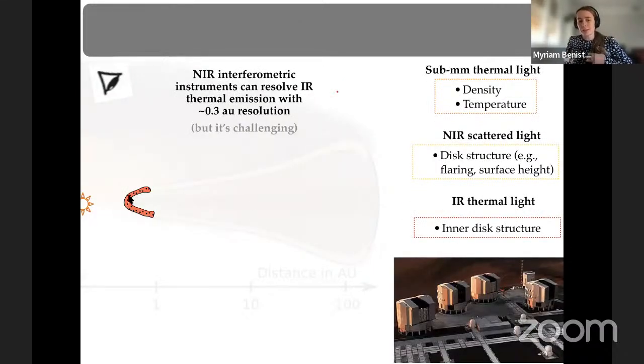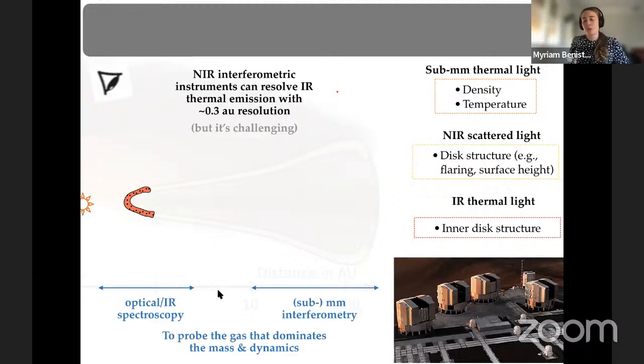Then if we want to access the inner disk region, we need to use the VLTI, the Very Large Telescope Interferometer. To look at the innermost disk region that is within 1 AU, we need an angular resolution of a few milliarcseconds, and that corresponds to 0.3 astronomical units. So that's for the dust. If you want to look at the gas, you need to use spectroscopy, either in the optical and infrared, which allows you to probe the wind and the accretion in this region, or in the submillimeter regime with ALMA, which will allow you to probe the dynamics of the disk in the outer disk region.